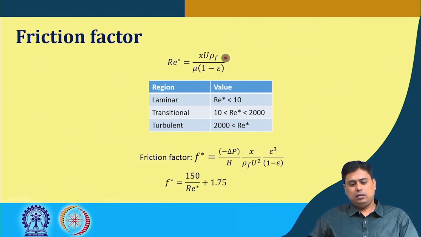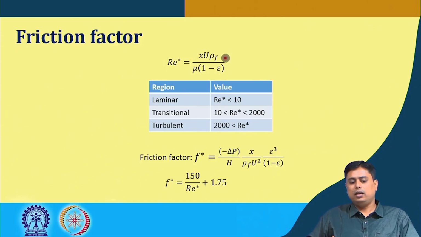By defining the Reynolds number in such a way, it has been observed that the laminar flow condition prevails if the particle Reynolds number is less than 10. Strictly speaking, if it is near about 1, it is fully laminar. The transition region is from 10 to 2000, and the fully turbulent region is when it is more than 2000.